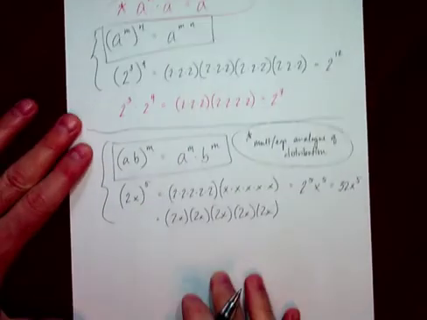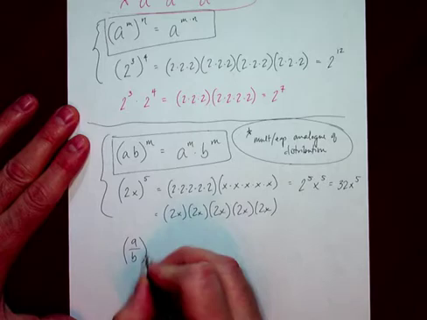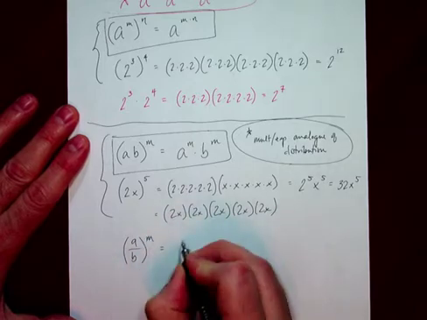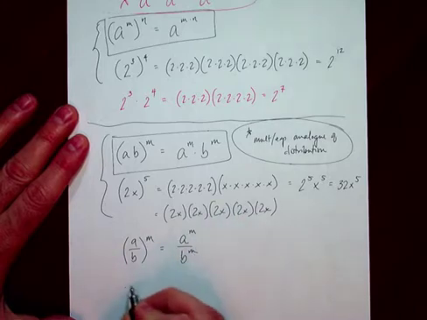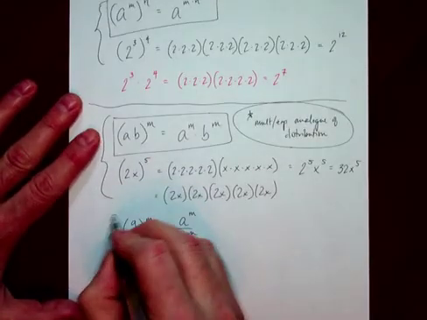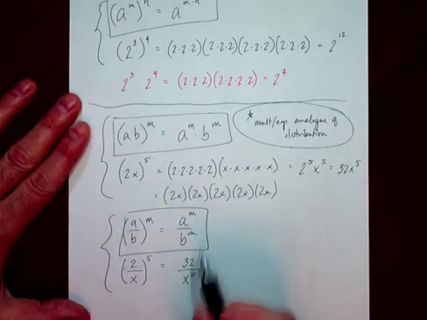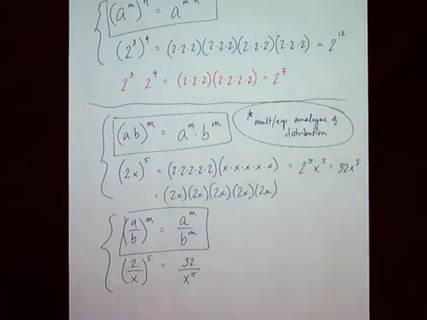And it should be no surprise that if we have a over b instead, it's going to be a to the m over b to the m. And so let's say we have 2 over x to the 5th. That's going to be 32 over x to the 5th as we apply it. Okay, and that should make sense. And these two go together because multiplication and division, secretly the same thing, just in opposite directions, right?